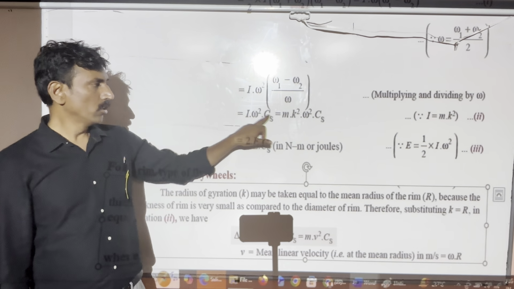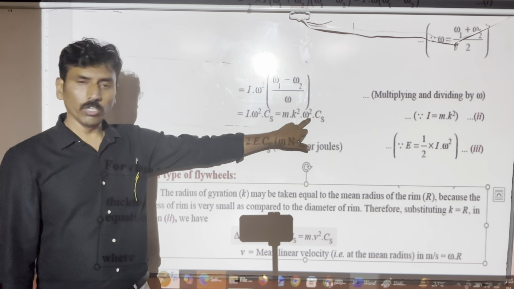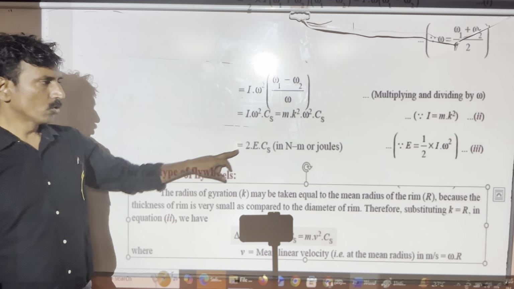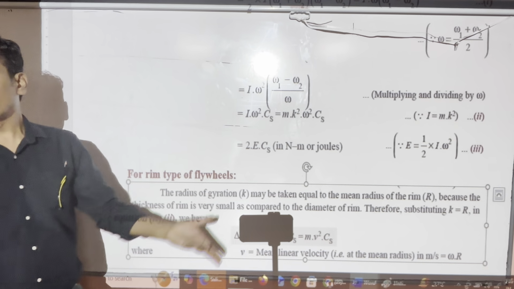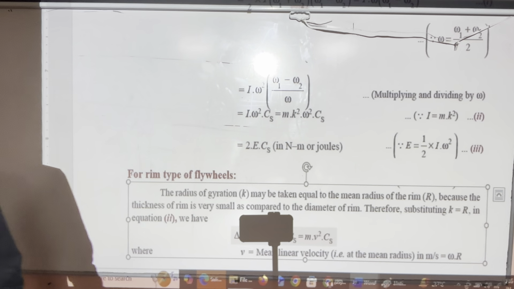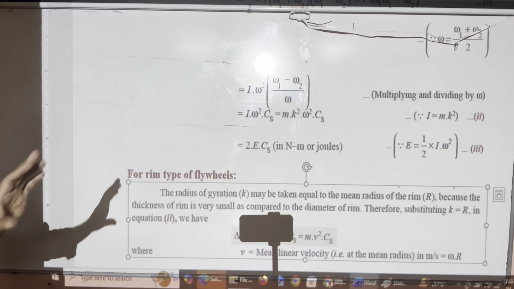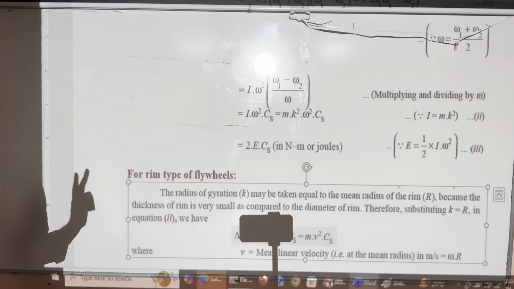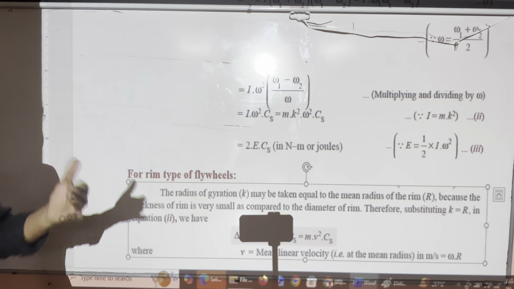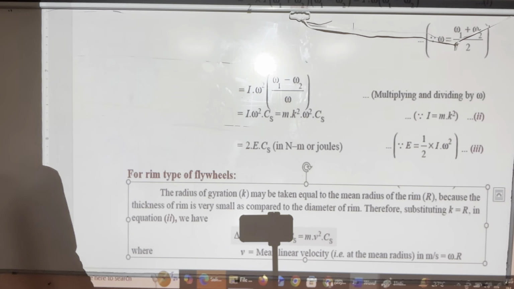You can substitute I as m k square if you want, then you can work on this equation and get different equations to solve the problem. So this equation is very important in two ways. With this you can solve a lot of numericals, and also the derivation of this equation comes in the examination frequently.